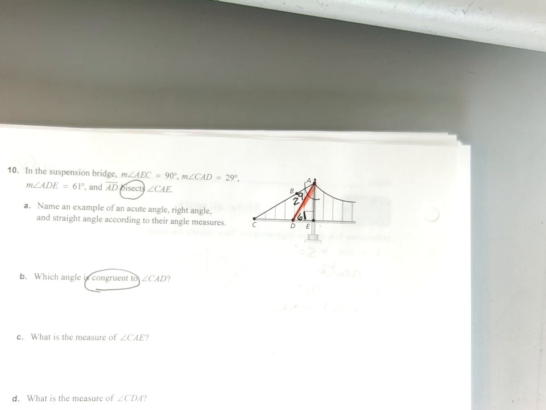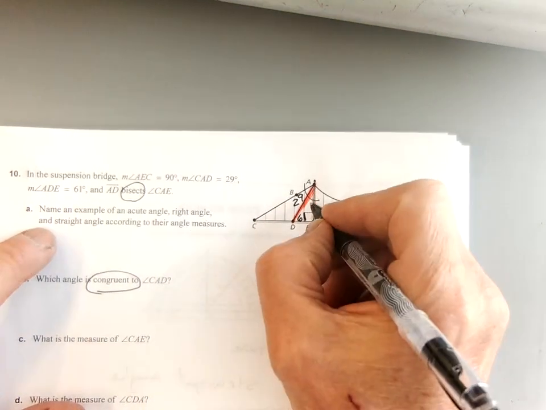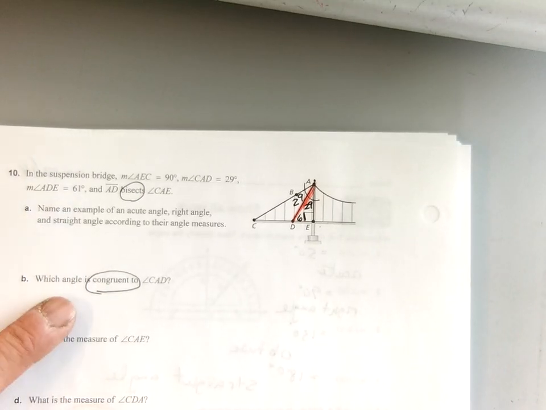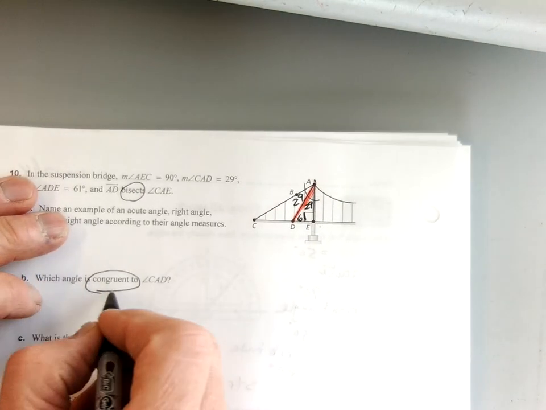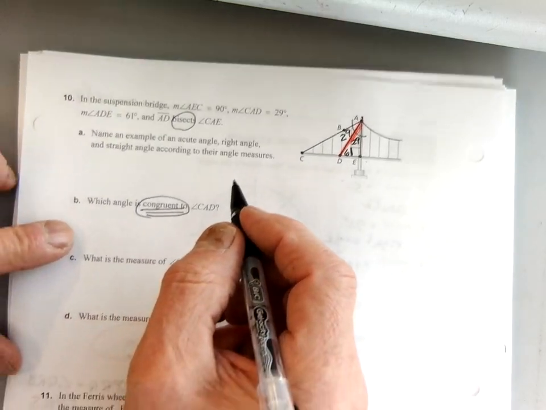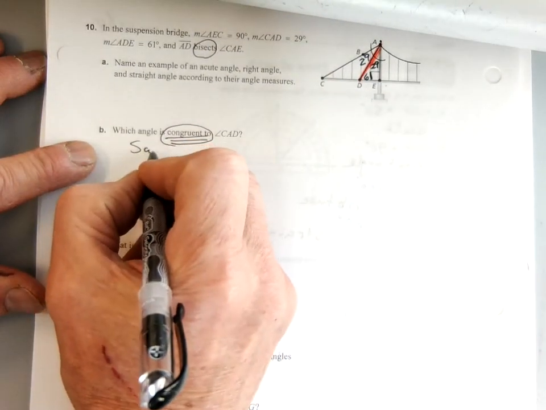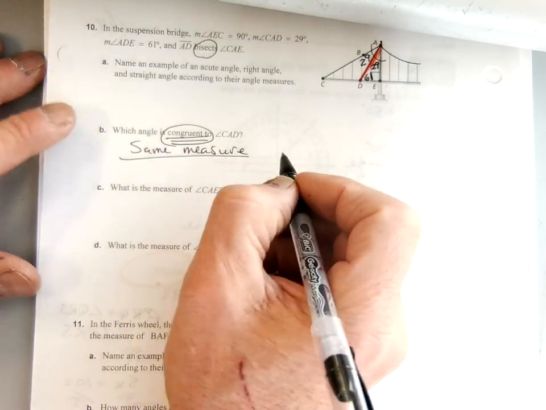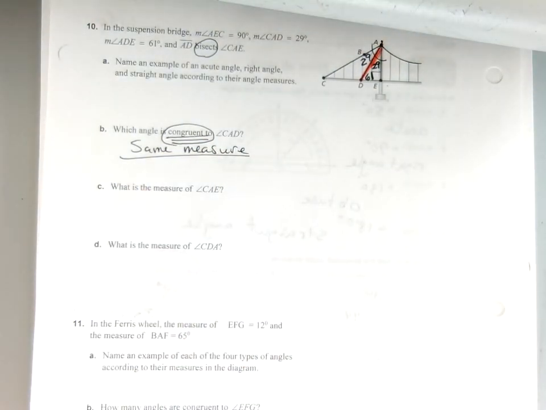Bisects, what's it cut in half? CAE, okay? So I know this angle is also 29 degrees. Congruent means same measure. So they've got to be equal. Same measure to be congruent, okay?